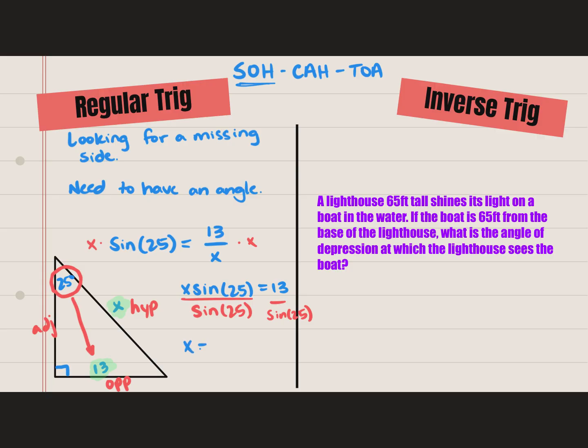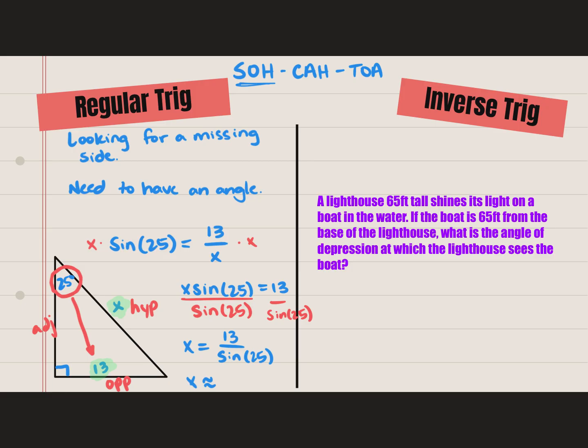And I'm going to get x is equal to 13 divided by sine of 25. Now, as with any problem, we're going to probably want to go ahead and get the decimal answer and round it to 3 significant figures. So I'm going to take 13 divided by sine of 25. Make sure your calculator's in the proper mode. We should be in degrees.